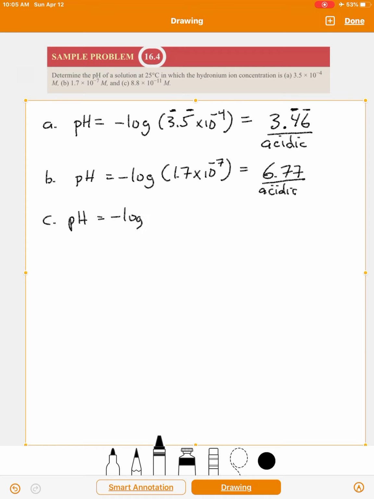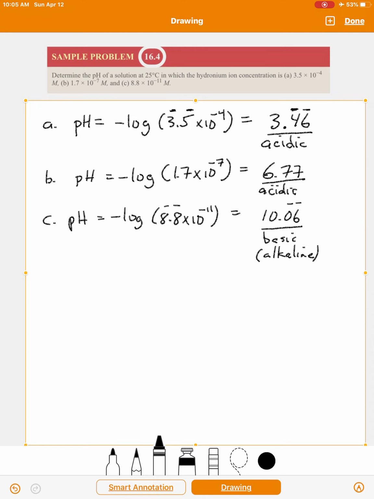Okay, the last one, pH, negative log of 8.8 times 10 to the minus 11. Okay, so for that one we get 10.06. Again, 2 sig figs, 1, 2, 1, 2. That's basic, right? Or alkaline if you want to use a fancier word.